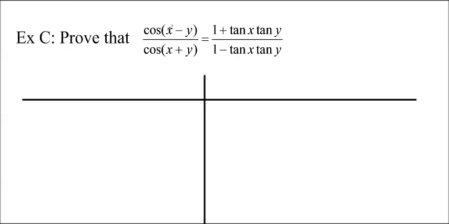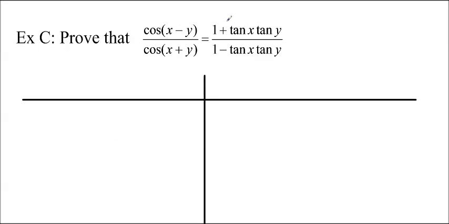It says prove that cos(x - y) over cos(x + y) is equal to (1 + tan x tan y) over (1 - tan x tan y). And so you could have used the one-sided version where you write left side or right side and then you manipulate it until you get to the other side. That's a little bit more elegant, but you can also use a chart for this.